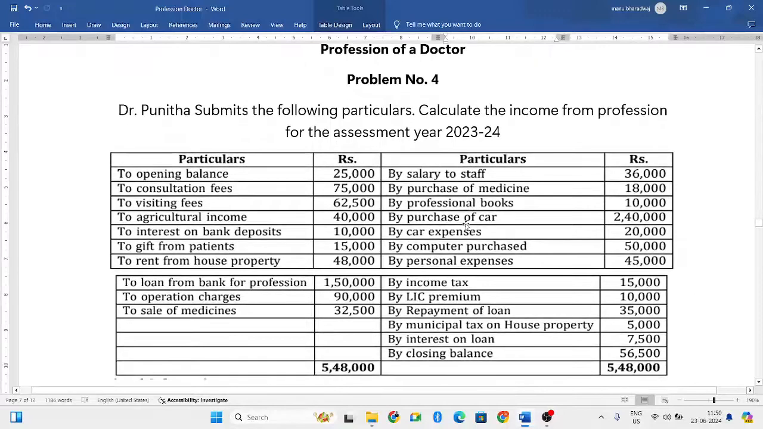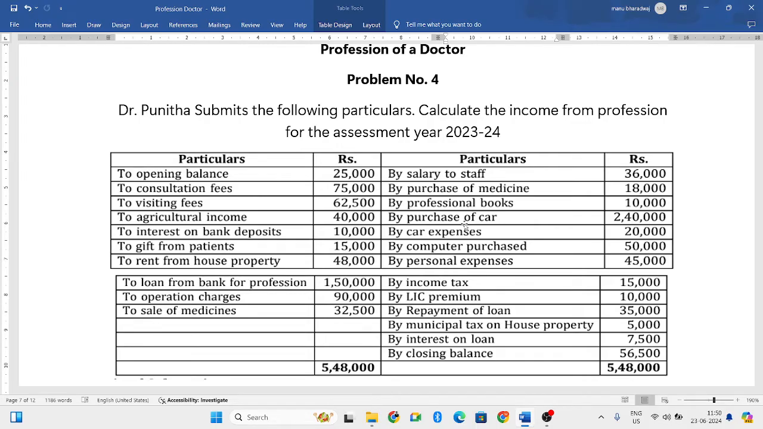Next, you have agricultural income. It doesn't come under profession. It is an exempted income if it is from India. So it is an exempted income. It is not related to the profession of a doctor. A doctor has no relation to agriculture, so ignore it.